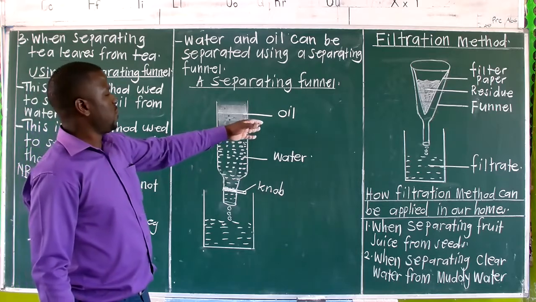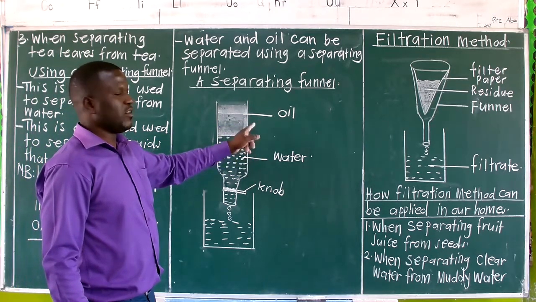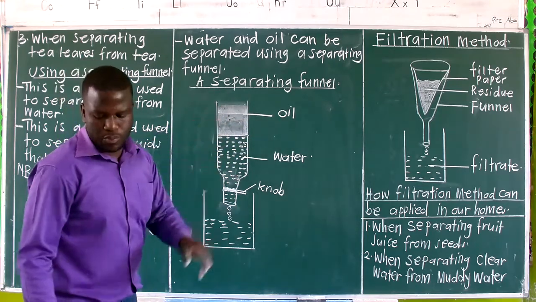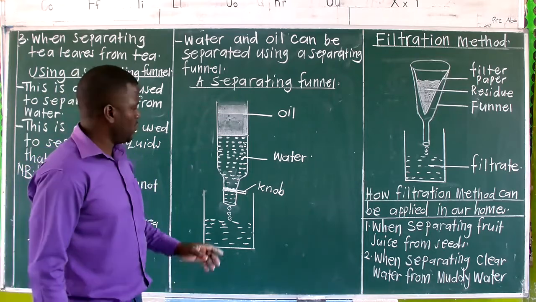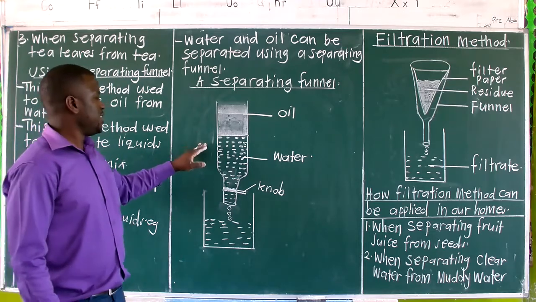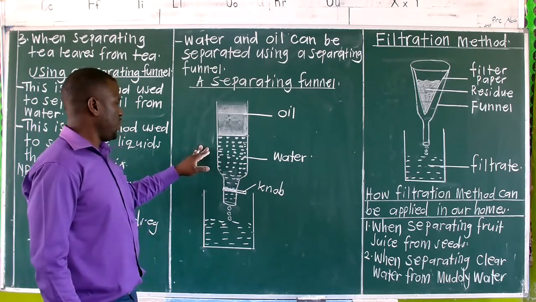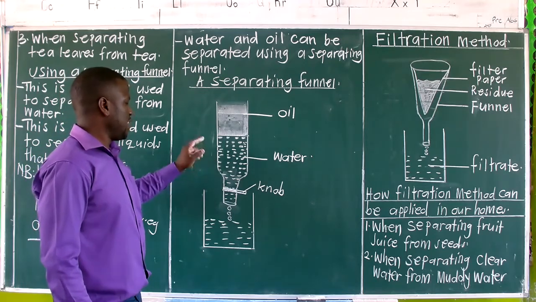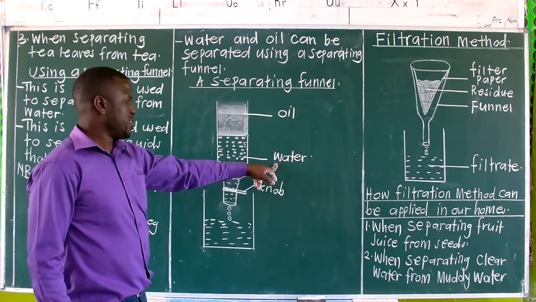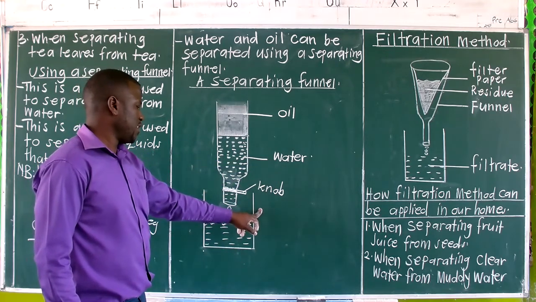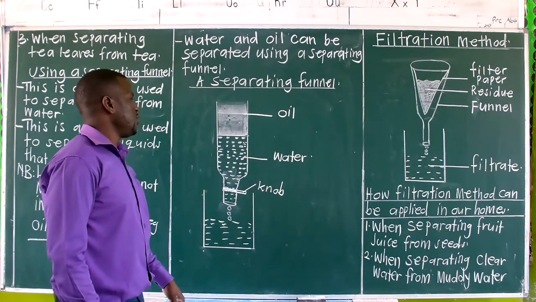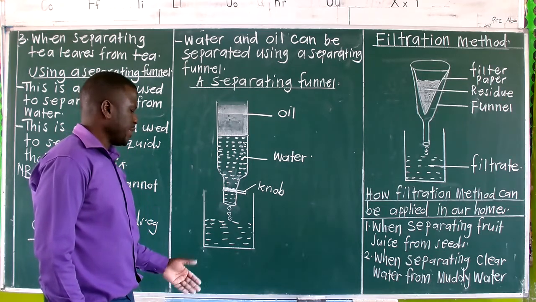Because oil floats on water, you should know that water is denser than oil, or oil is less dense than water. That's why you see oil on top, then you see water at the bottom. So the liquid at the bottom, which is water, will be collected first. Then after you are done collecting, you remove the container and put another container, and you also collect this liquid we are calling oil. It's as simple as that.